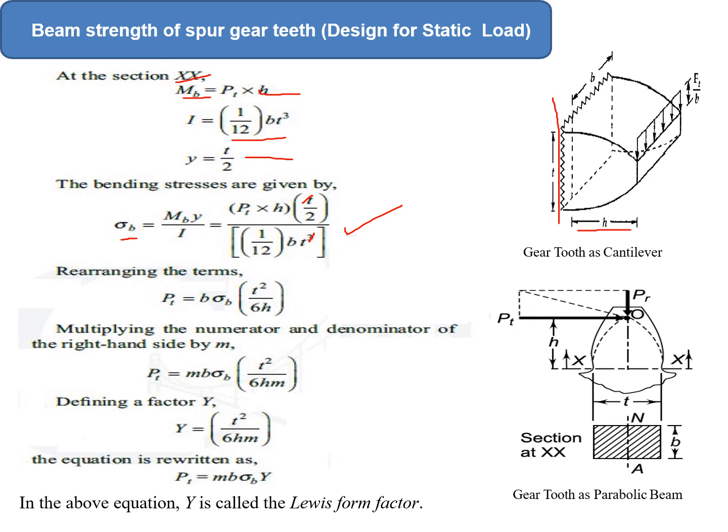Now multiplying the numerator and denominator by the term M, because we want this formula in terms of module, because module is a very fundamental parameter for the designing of gears. So multiplying and dividing by the module, it becomes Pt is equal to mb sigma b T square by 6hm.